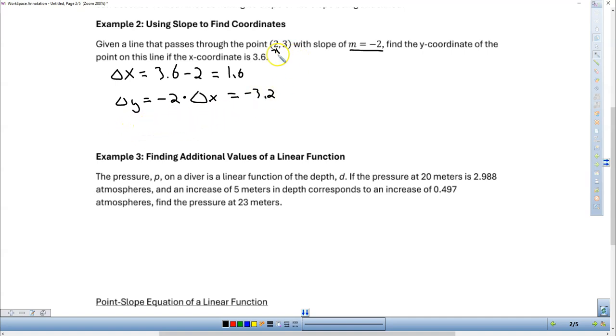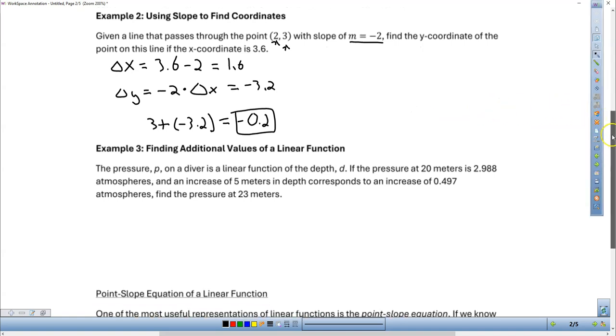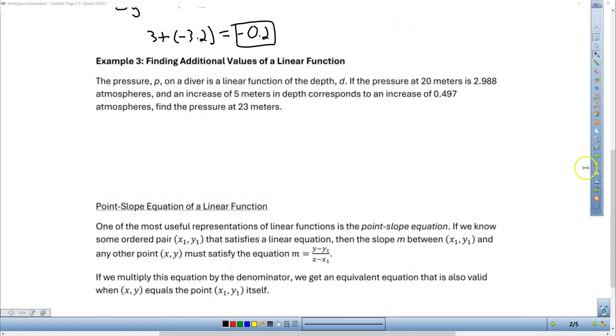We have to look at our original point. Our original y value is 3, and we are adding this change value, which is -3.2. Once we add those, we find our other y-coordinate is -0.2. Let's go ahead and continue with this a little bit more and find some additional values for the linear function.